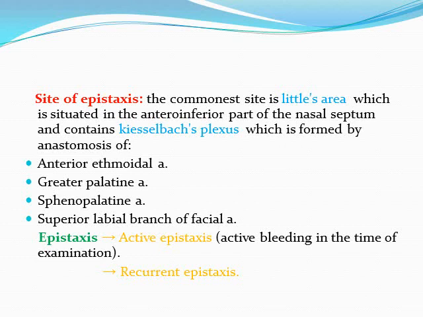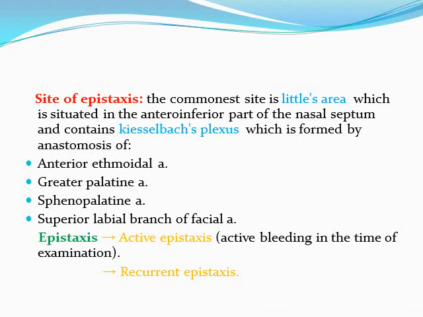The site of epistaxis: the most common site of epistaxis is called Little's area, which is situated in the anterior-inferior part of the nasal septum and contains what is called the Kiesselbach plexus, which is formed by the anastomosis of anterior ethmoidal artery, greater palatine artery, sphenopalatine artery, and superior labial branch of facial artery.